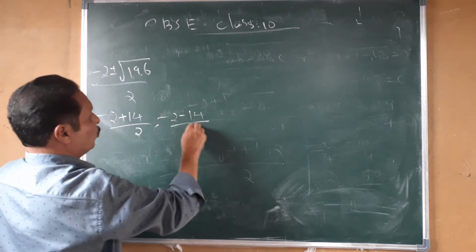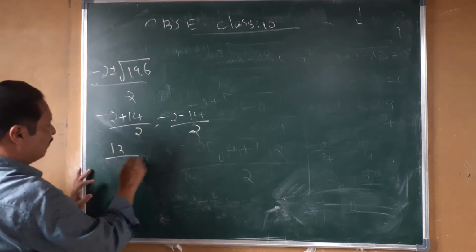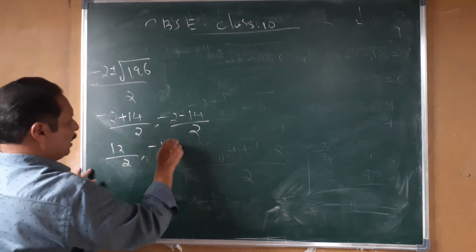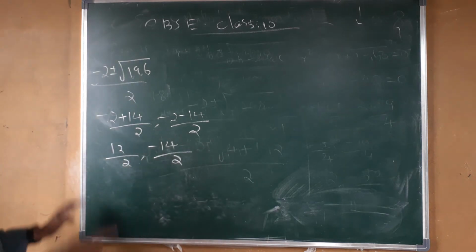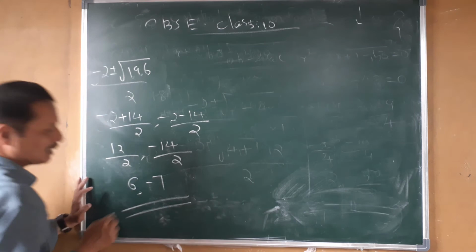Minus 2 minus 14 by 2 is another answer. 14 minus 2 is 12 divided by 2, and that is minus 14 divided by 2. Here 12 divided by 2 is 6, and that number is negative 7.